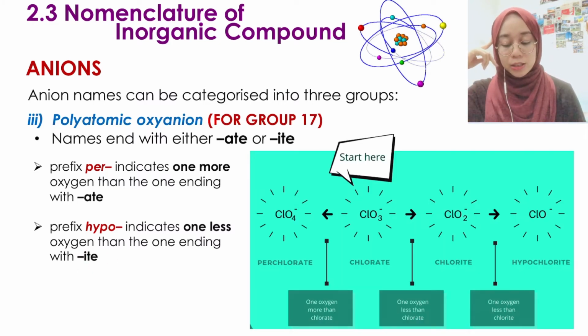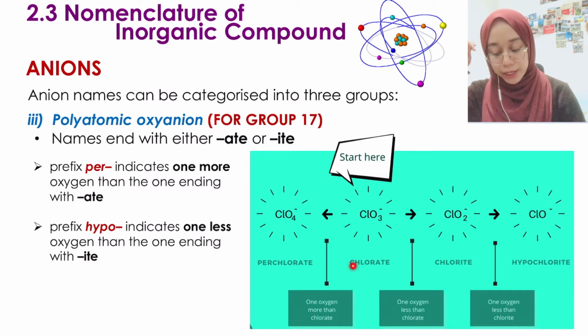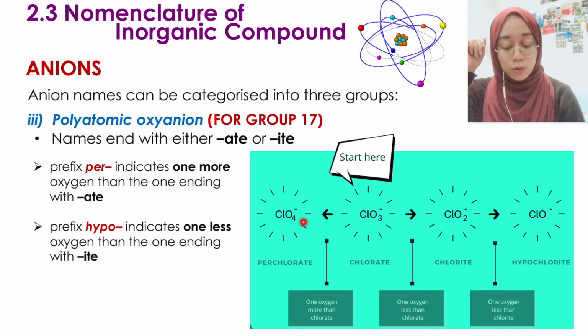So ini adalah contoh kalau kita guna chlorate. Okay, so let's start with chlorate yang dekat sini. So if kita ada extra 1 oksigen, okay, so 1 oxygen more than the chlorate, so dia jadi ClO4 negative. Okay, so itulah kita panggil sebagai perchlorate. So kita tambah per dekat depan, the prefix per, so dia jadi perchlorate.